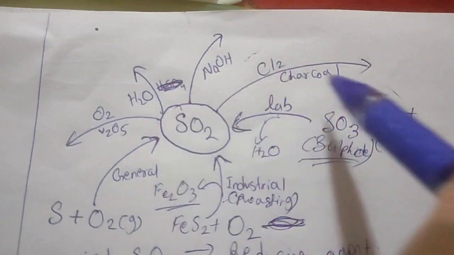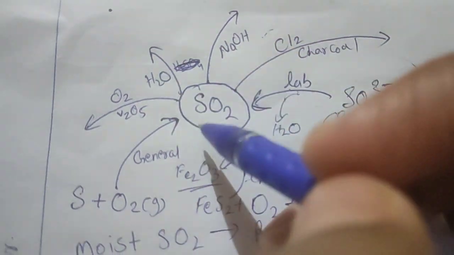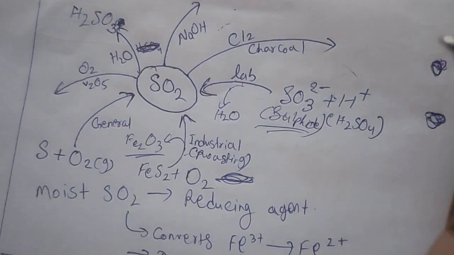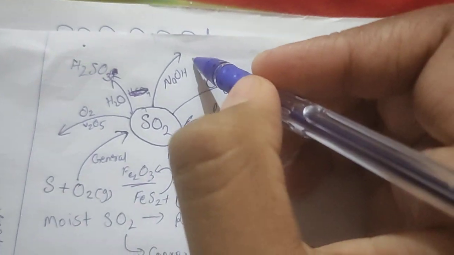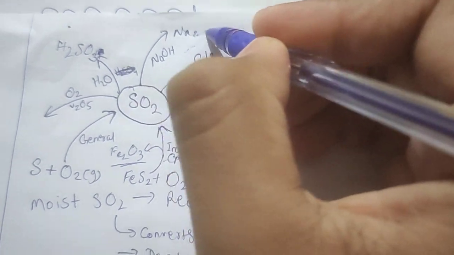Now what are the different reactions? So first of all, when you treat SO2 with water, it transforms into H2SO3. When you treat it with base, it's not H2SO3. When you treat it with water, it becomes H2SO3, sulfurous acid. When you react SO2 with NaOH, that is the base, it transforms into Na2SO3. Right, here it becomes sodium sulfite.